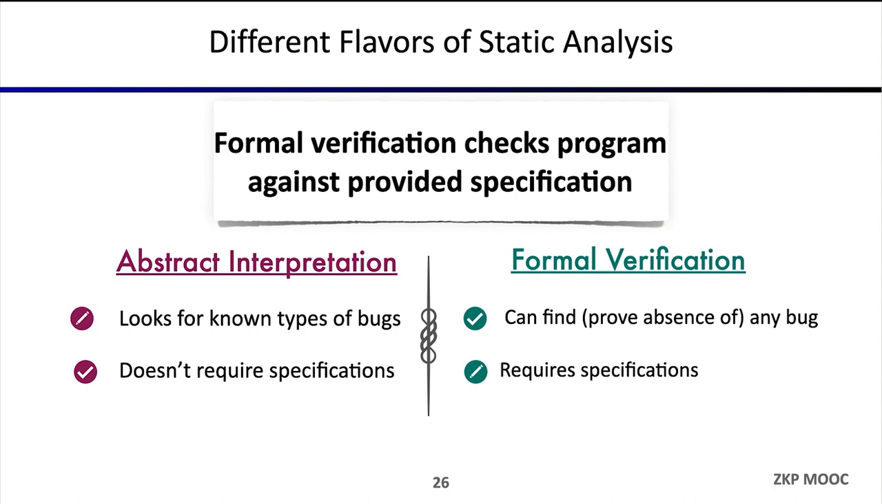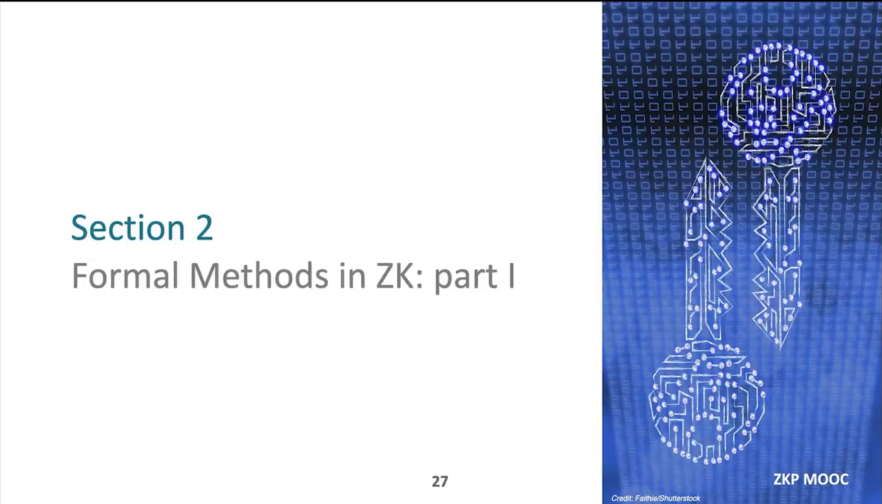On the other hand, if you don't want to provide such input in terms of specifications, you can use other kinds of static analysis techniques, such as the abstract interpretation that I mentioned earlier. If you allow us to look for certain kinds of vulnerabilities, it doesn't require any specification, because those known vulnerabilities are already built into the analysis in abstract interpretation, such as the examples we've seen earlier: reentrancy attack, integer overflow, flash loan attack, etc.